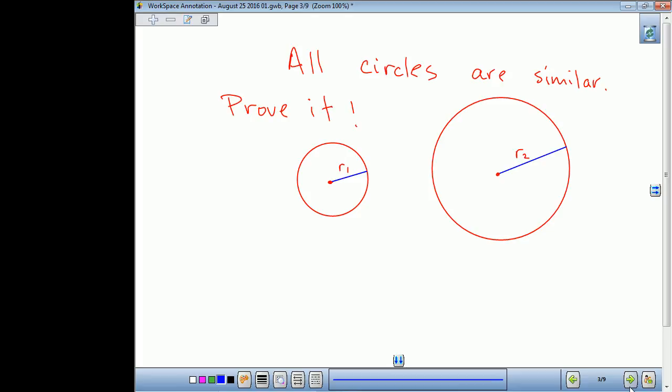So let's prove it. Let's start off with those sweet little radii. What's the radius of the smaller circle? R1. Yes, it is. And the larger circle? R2. Let's think about another measurement we know about circles. How about diameter? If the radius is R, what would the diameter be? 2R.